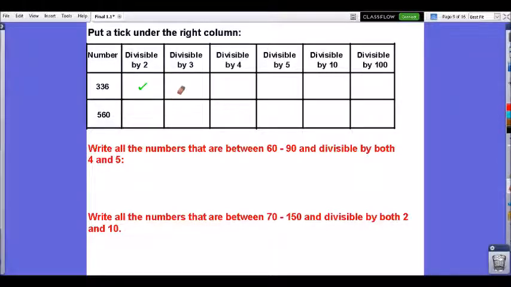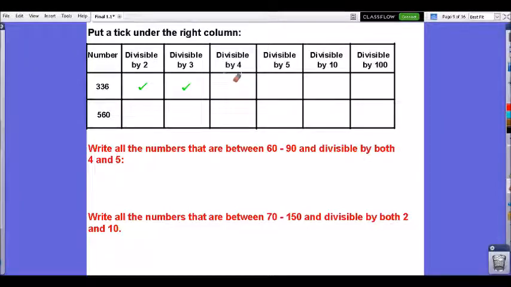All right, is it divisible by 3? We need to add them up. Do you remember the rule? Add the 3 of them up. 3 plus 3 is 6. Plus 6 is 12. And 12 is a multiple of 3. Then yes, 336 is divisible by 3.